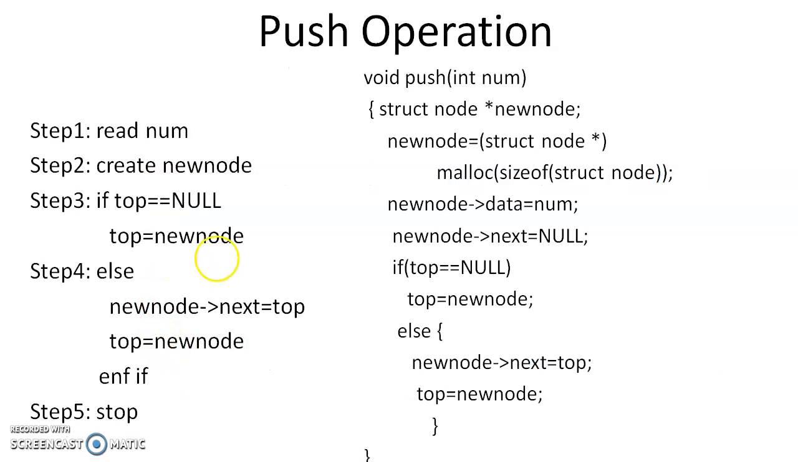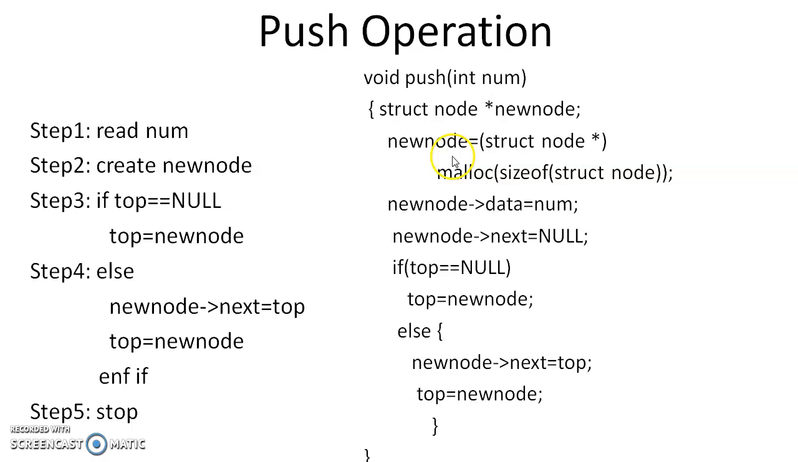I am reading the number to insert and creating the new node. If top is equal to null, that means there was no stack up to now, so our new node will become the top of the stack. Otherwise, our new node's next will point to the top, and the top is the new node. This operation is the same as insertion at the beginning, except in place of the start we have taken the top here.